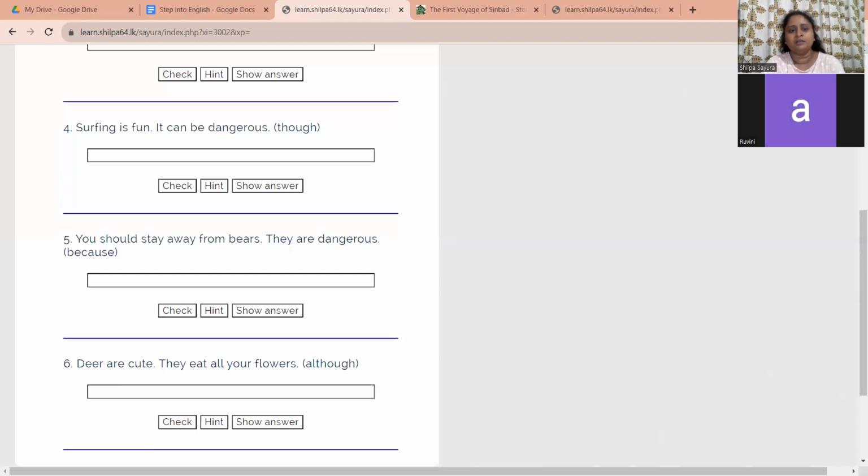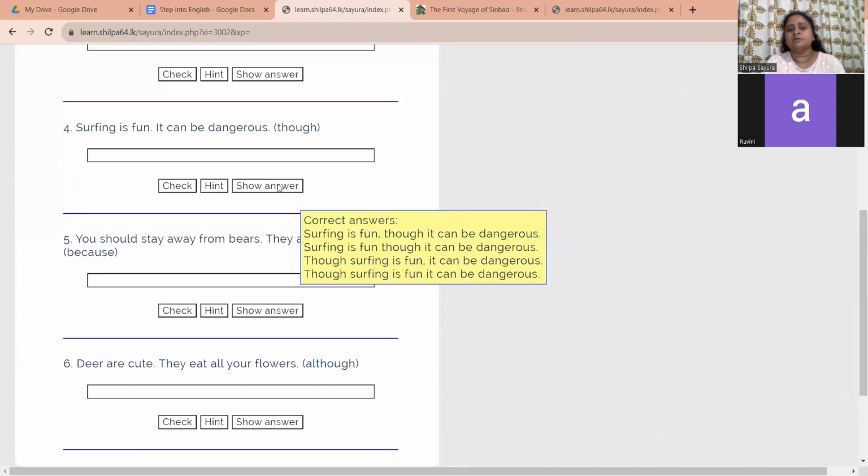So how do you put that? You have to use the conjunction though. Say what? Though surfing is fun, it can be dangerous. Surfing is fun, though it can be dangerous. Right? Next one.